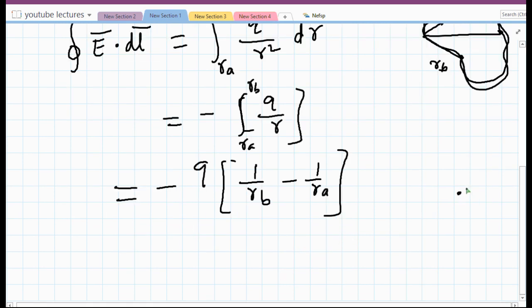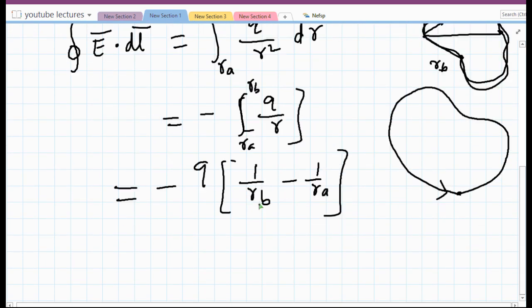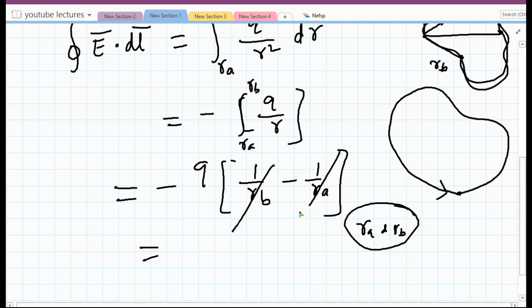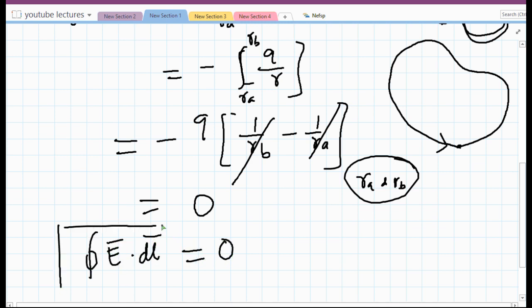Closed path means that if you start from here, you go all the way around and again come back to this point. From where you have started, you end up there. Then it is called a closed path. So if I start from RA and move all the way around, I will end up at RA. In some sense RA and RB are both equal, so 1 by RA and 1 by RB cancel each other out, and so we have seen that for a closed path the line integral will be 0.